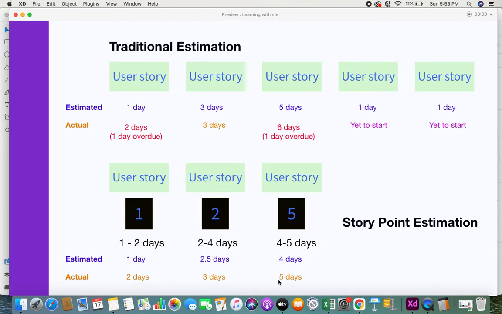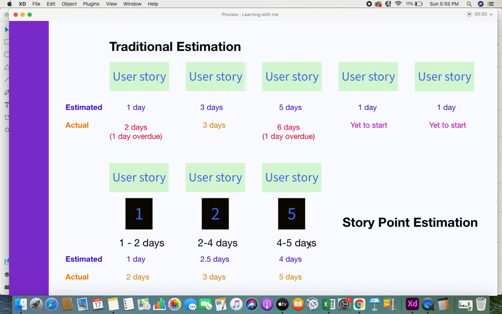Now there is an overdue, right? There is definitely an overdue. But if you see here, nothing is incomplete. Everything was completed on time. Even if a person was not able to complete it in 1 day, there was a cushion period of another day. So 2 days completion did not matter. This is the beauty of using story point estimations. You give that cushion period between each point value.